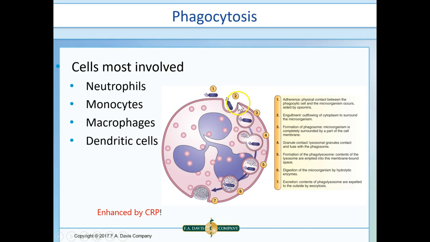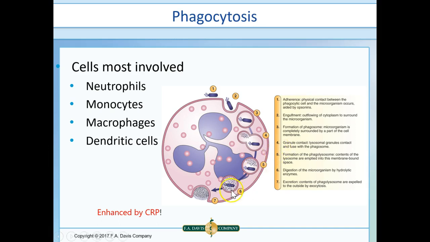Then we have engulfment. Okay, starting to engulf through the cytoplasm into the microorganism. Then it becomes encapsulated in a phagosome. Okay, so it's completely surrounded. And then in 4, we have granule contact. You see these granules coming in, and those lysosomal granules contact and fuse with that phagosome. Then step 5, there's a phagolysosome. So we had the phagosome, the lysosomal contents come in. Then we have the phagolysosome, and this is where the lysosomes, everything is bound together in one space.